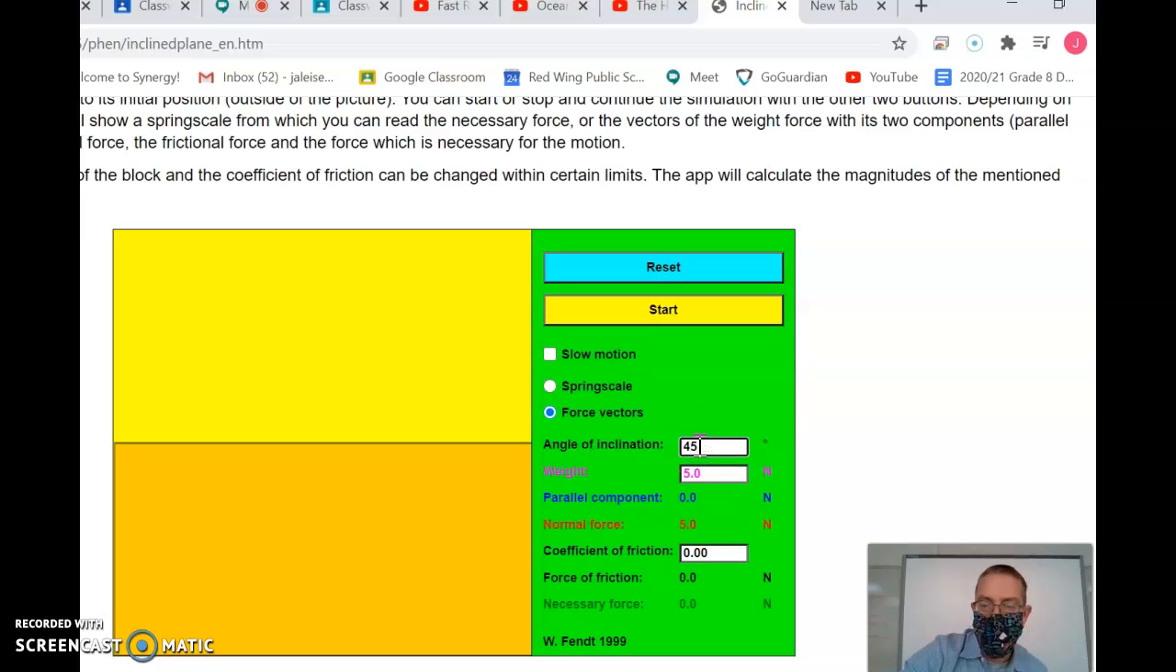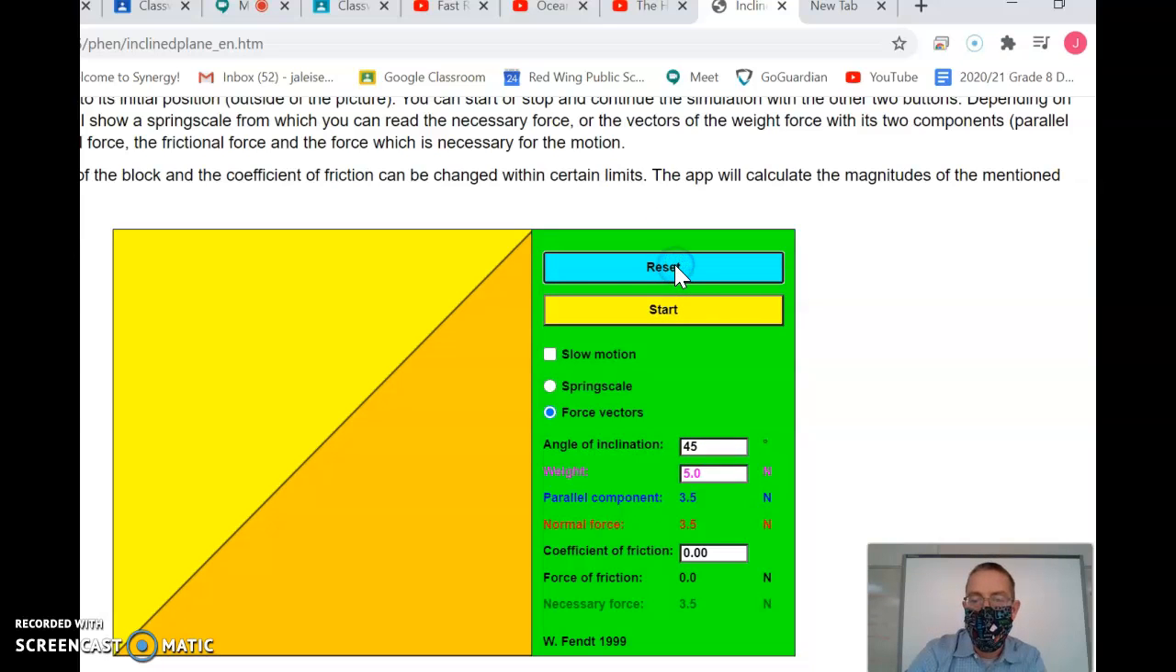I'm going to change that to 45. I'm going to reset this puppy. And now watch what happens to these forces of motion. Okay? So now it's coming up this slope. Now you see a whole heck of a lot of stuff going on here.